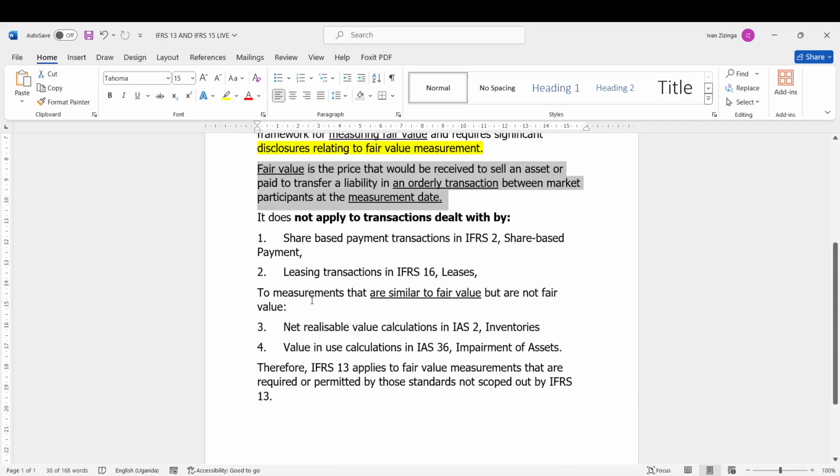So that when you meet them, you cannot talk about fair value as per IFRS 13 when you are discussing your views.